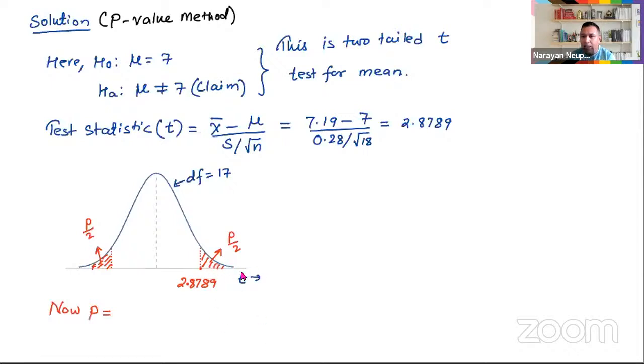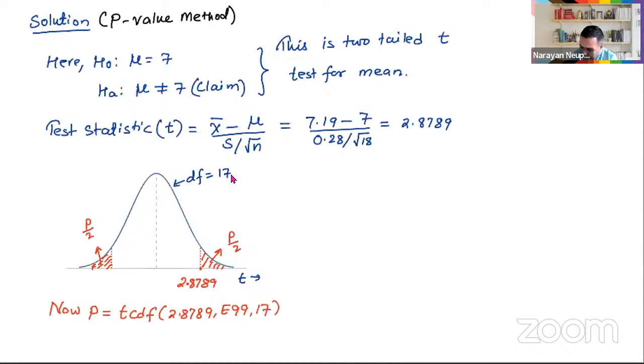So to find the area, we use CDF. In this case, it is a t-distribution. So it is going to be TCDF. And for this area, the lower boundary is 2.8789. Upper boundary, it's going all the way to infinity. As you can see from here, we go all the way to infinity. So E99. And the degrees of freedom is 17.